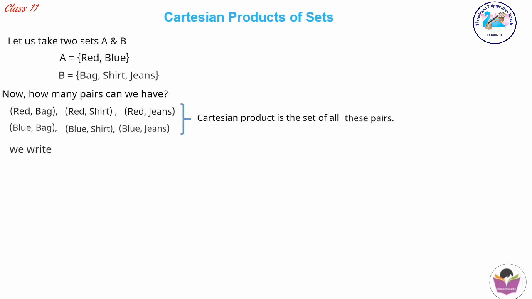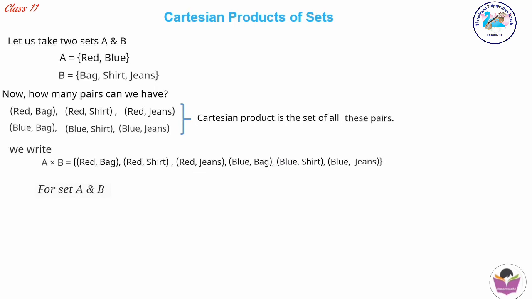How do we represent it? We write the Cartesian product as A cross B. A, then this is the cross symbol, and next is the set B. We write A into B and we read it as A cross B. Remember, we read it as A cross B. Then A cross B is equal to the set of red bag, red shirt, red jeans, blue bag, blue shirt and blue jeans. So we can write this symbolically like this.